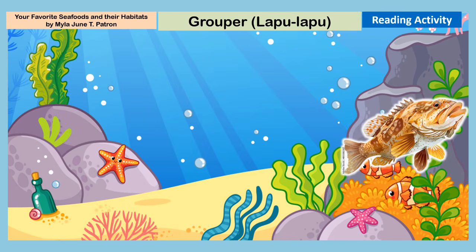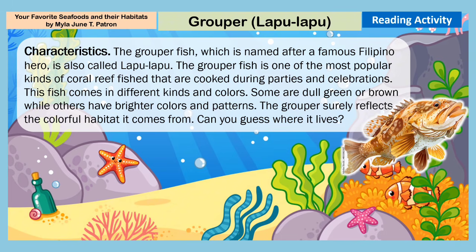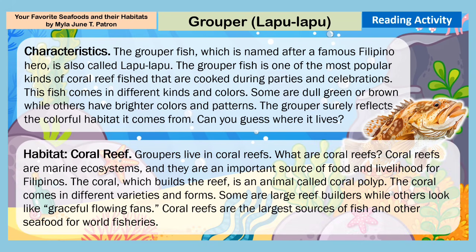Grouper or lapu-lapu. Characteristics. The grouper fish, which is named after a famous Filipino hero, is also called lapu-lapu. The grouper fish is one of the most popular kinds of coral reef fish that are cooked during parties and celebrations. This fish comes in different kinds and colors. Some are dull green or brown, while others have brighter colors and patterns. The grouper surely reflects the colorful habitat it comes from. Can you guess where it lives? Habitat: coral reef. Groupers live in coral reefs.